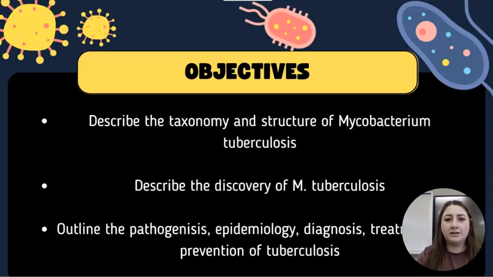I have three objectives for this presentation. The first is to describe the taxonomy and structure of Mycobacterium tuberculosis. The second is to describe the discovery of tuberculosis, and the third is to outline the pathogenesis, epidemiology, diagnosis, treatment, and prevention of tuberculosis.